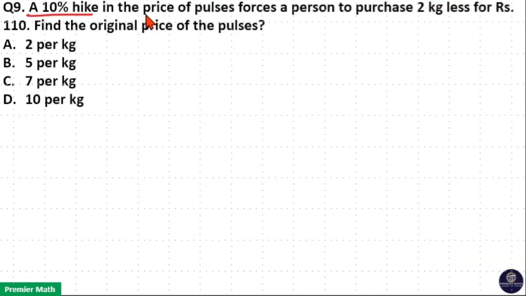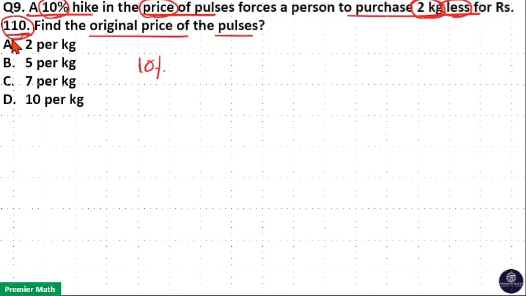A 10% hike in the price of pulses forces a person to purchase 2 kg less for rupees 110. Find the original price of the pulses. Here this 2 kg reduction in the amount is because of this 10% increment in the price. Also this 2 kg reduction came from this 110 rupees, which means a 10% hike in this given price 110 rupees causes this 2 kg reduction.